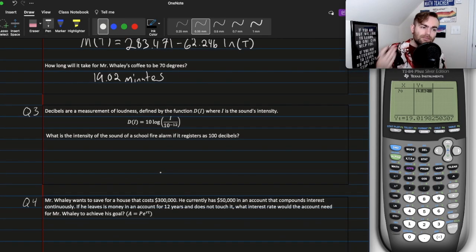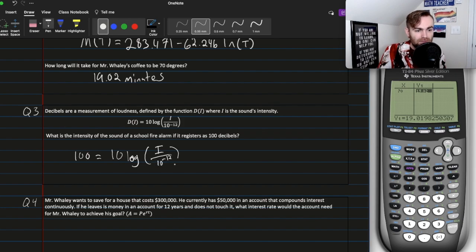So, decibels are a measurement of loudness, and we have this function here to measure decibels by intensity of sound, and we have this nice equation here. What is the intensity of sound of a school fire alarm when it registers 100 decibels? So what we're going to do is 100 is equal to 10, it's a regular log, the common log this time, of I over 10 to the negative 12.